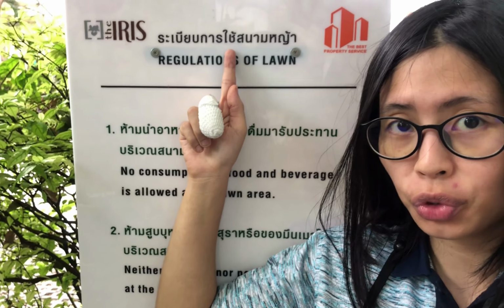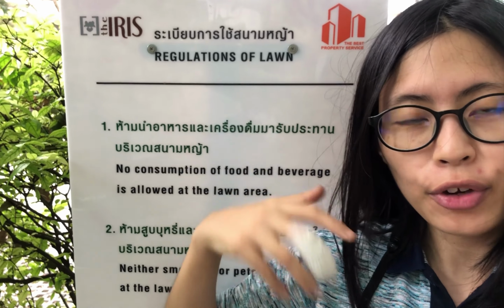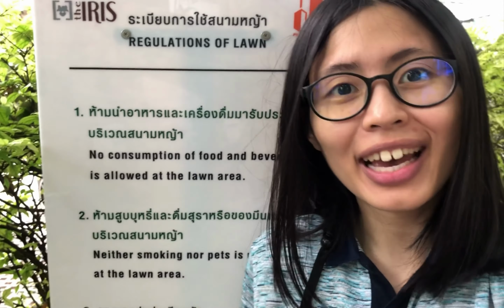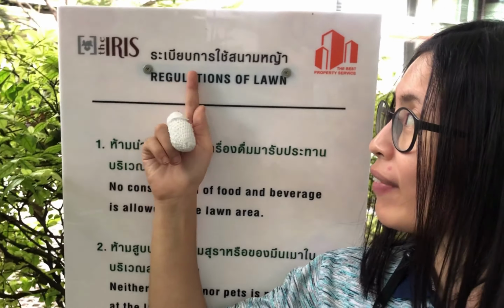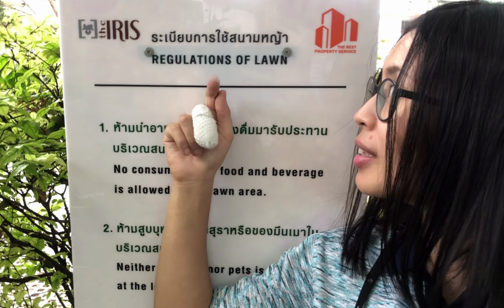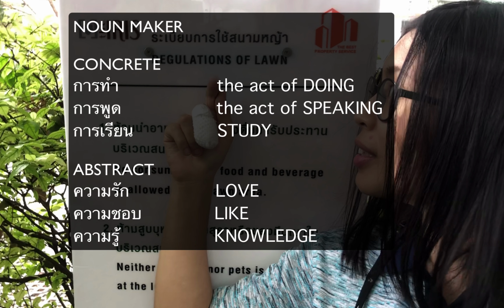To use is a verb. How do you make anything a noun? In Thai, it's so easy. You have this word, การ. So here I want to take a little look with you at a noun maker in Thai. It's very easy to make a noun, as I already said, but there are concrete and abstract nouns. Let's just take a look at some examples.